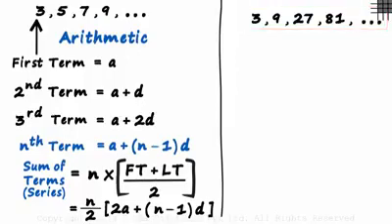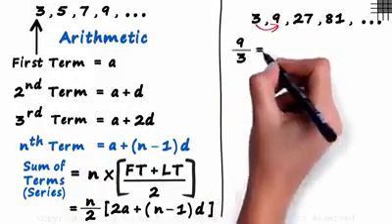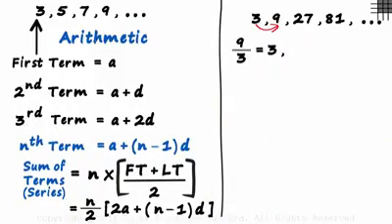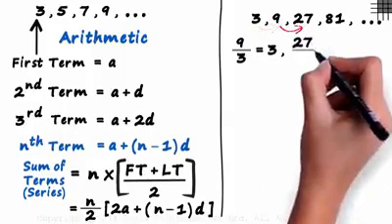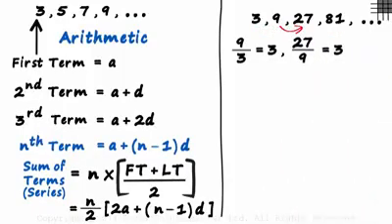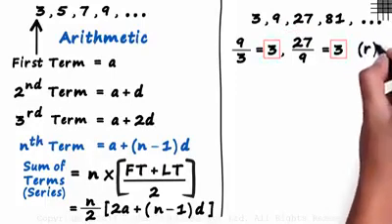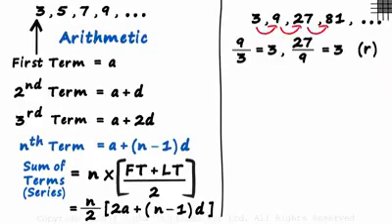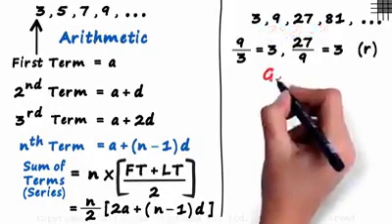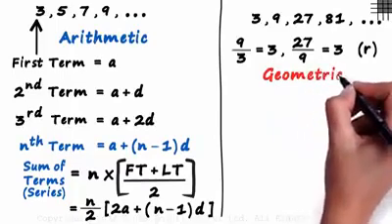Look at the ratio of 2 consecutive terms. The ratio 9 over 3 is equal to 3. And the ratio of 27 to 9 is also 3. Just like the common difference in arithmetic, we have a common ratio here. We can call it R. Each term is multiplied by 3 to get the next term. This is called a geometric sequence or progression.